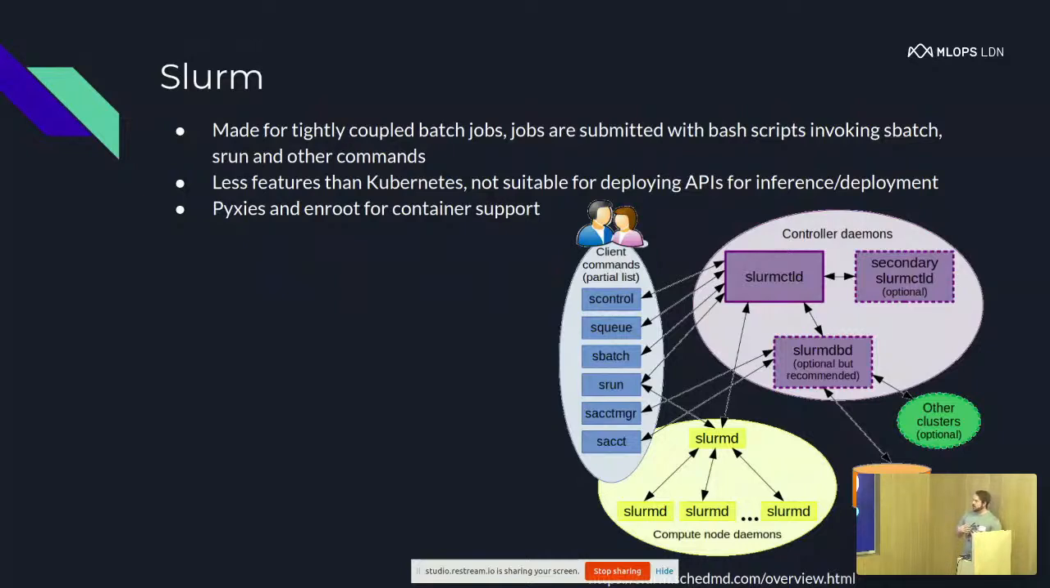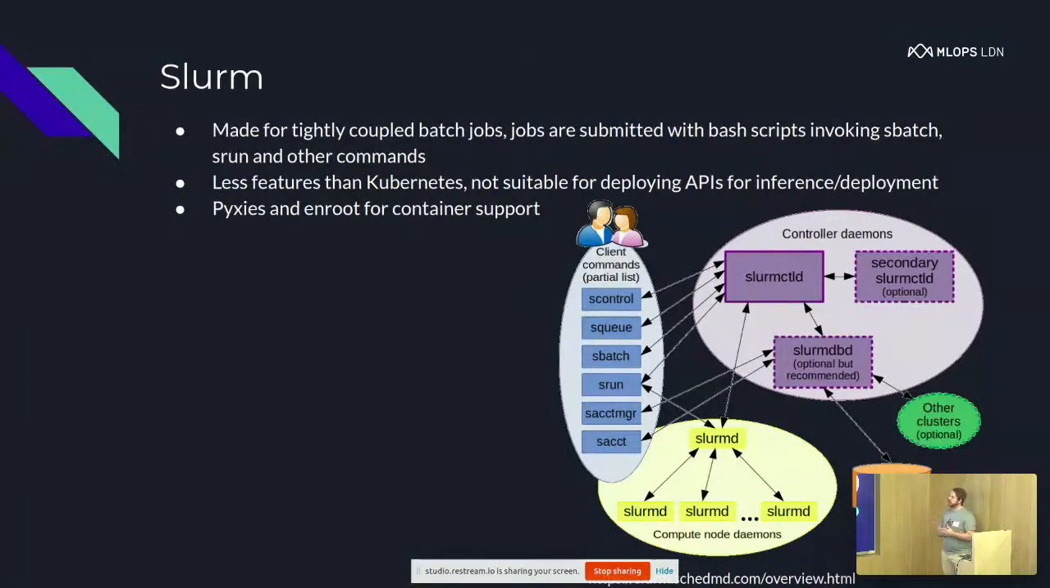So that means it's highly coupled and usually does batch jobs. We're not talking about deployment where you deploy a real-time API or something like that. You're deploying a batch job and you can leave it over the weekend, or with LLMs over a few months or something like that. So Slurm is, I'd say, an old school HPC scheduler.